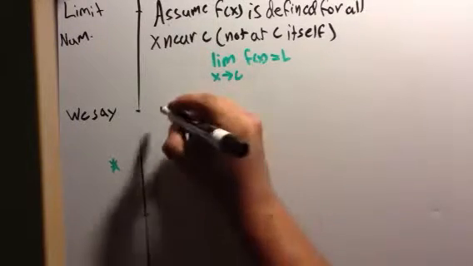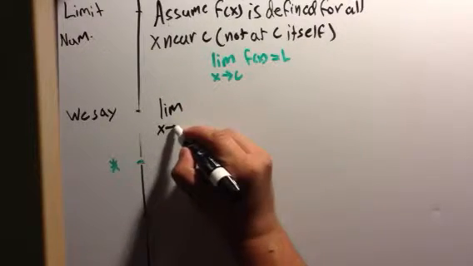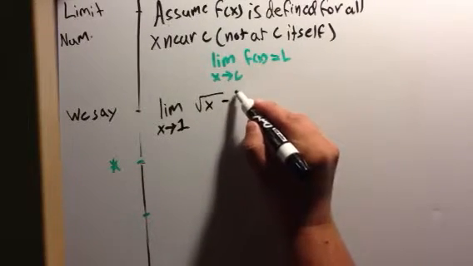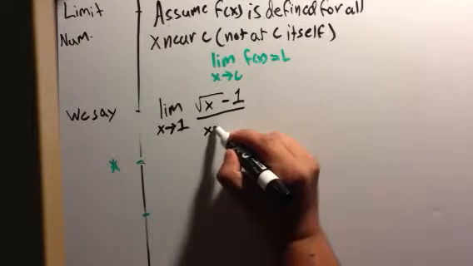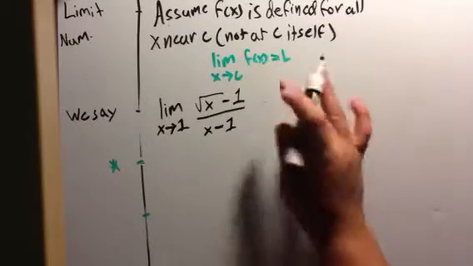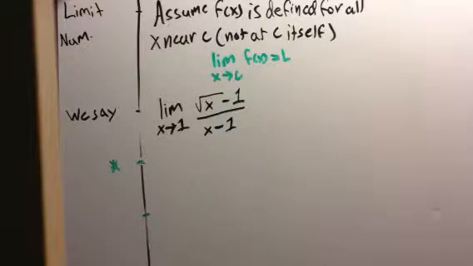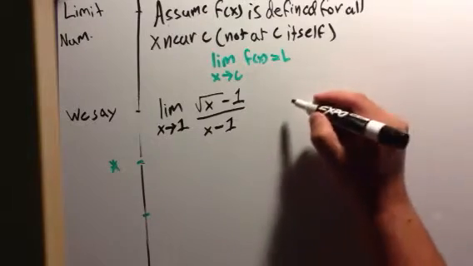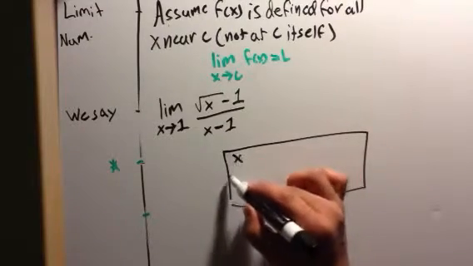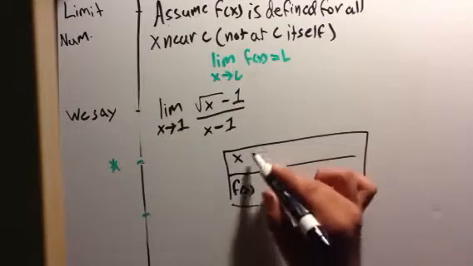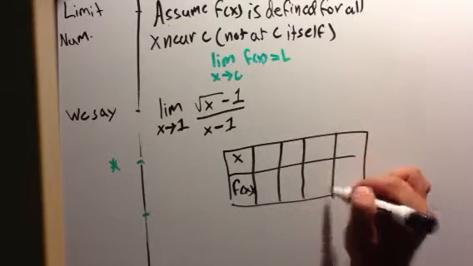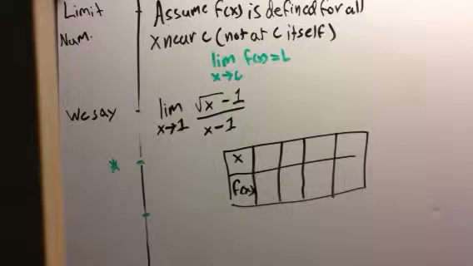So the first example is going to be the limit as x approaches 1 of the square root of x minus 1 all over x minus 1. As you can see, if we plugged in 1 for this, we'd get 0 over 0, which is undefined. But using the tables, as I said, all we have to do is make a table, labels x and f of x, and we're just going to make 4 squares. That should be more than enough.